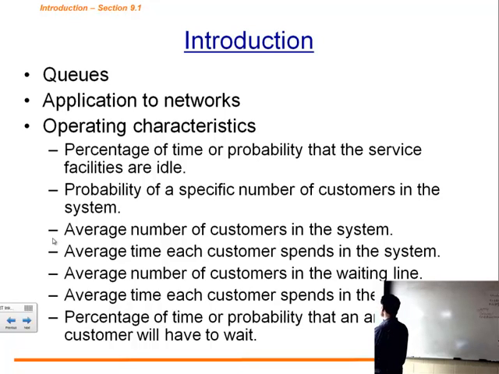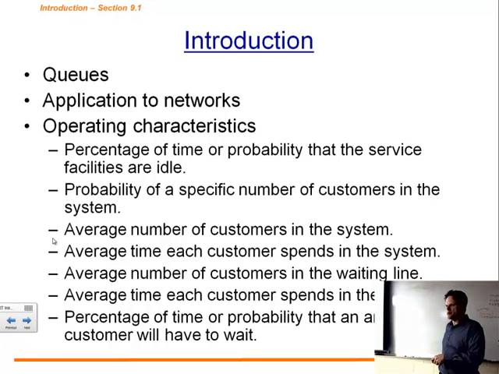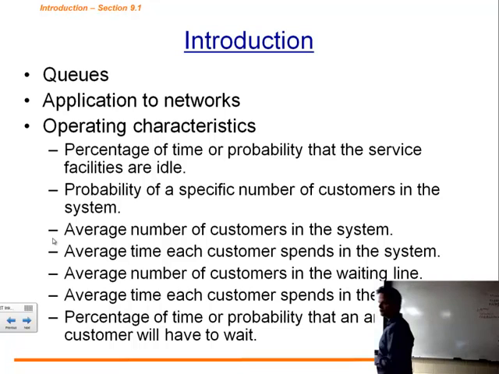And the number of customers, same thing. So average time each customer spends in the waiting line and average time each customer spends in the system, which is actually not listed here. Percentage of time or probability that an arriving customer will have to wait. This will be the probability at any point in time that all the servers are busy. So if you have to wait, you'll enter the queue first. If there's a server that's idle and you enter, then you'll immediately be served and you don't wait at all. So those are some basic operating characteristics you might be interested in there.